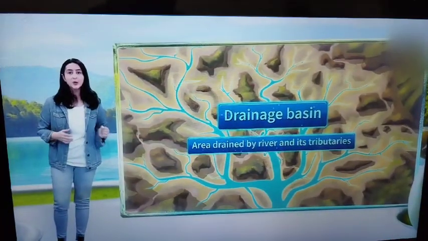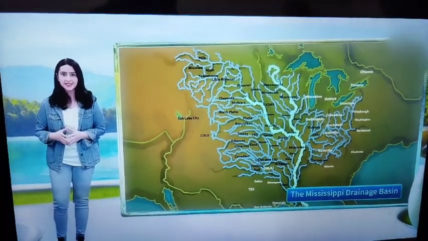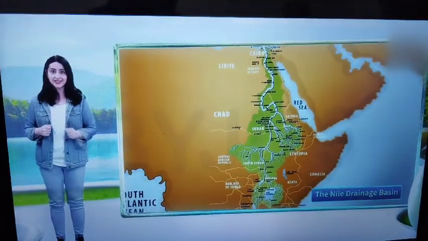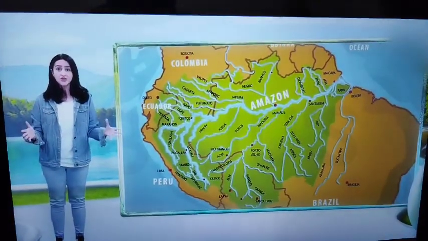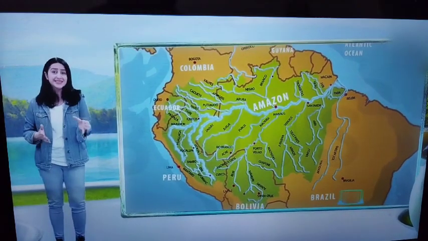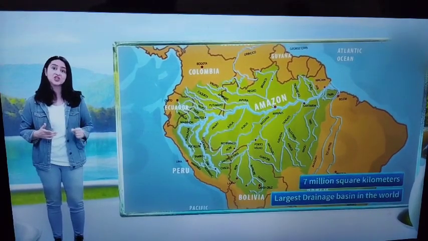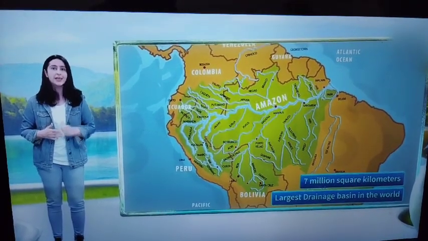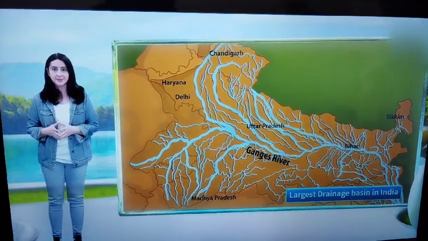Some of the well-known drainage basins around the world are the Mississippi Drainage Basin, the Nile Drainage Basin, and the Congo Drainage Basin. The Amazon Drainage Basin, with an area that stretches over a whopping 7 million square kilometers, is the largest drainage basin in the world. In India, the river Ganga forms the largest drainage basin.